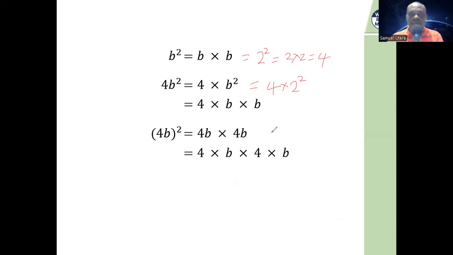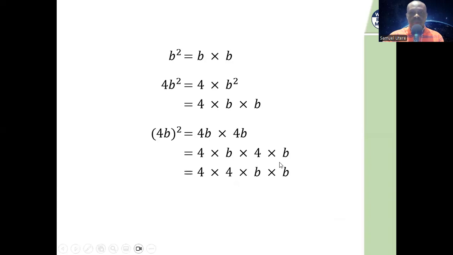This one, because we're told that b is 2, would look like this: 4 times 2, and then you square it. Okay? So it's really important that you understand how to work with terms like this, algebraic terms that look like this. Okay, let's move on.